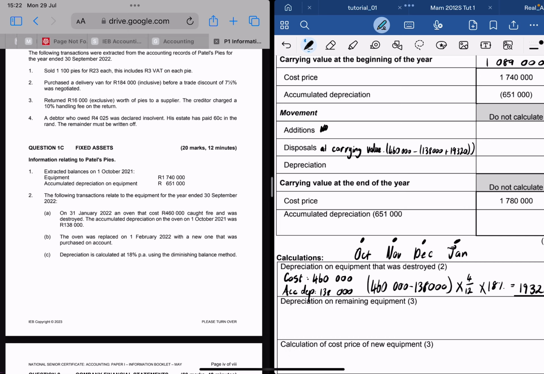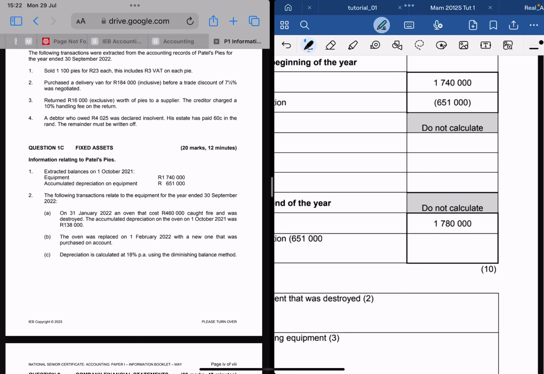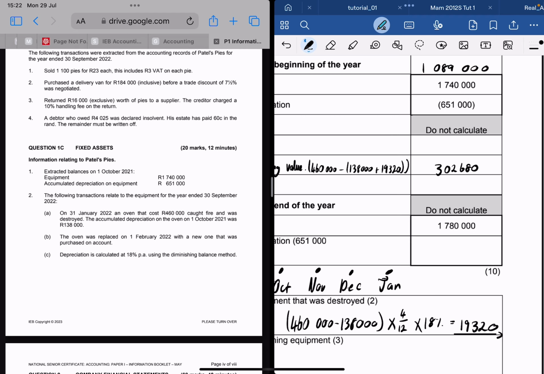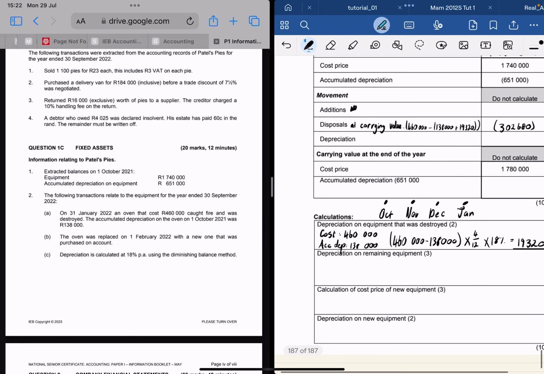Minus 138 plus 19,320. We get 302,680. Now you're not done there. You must put a bracket, right? Because it's a disposal, it's reducing the value of our assets, so we put a bracket. Brilliant. Depreciation on remaining equipment.